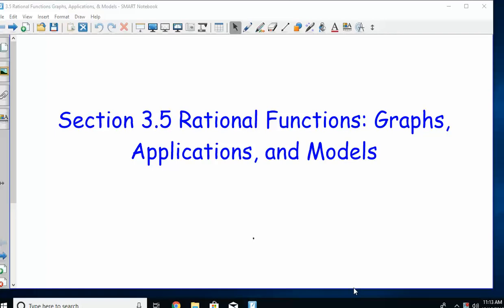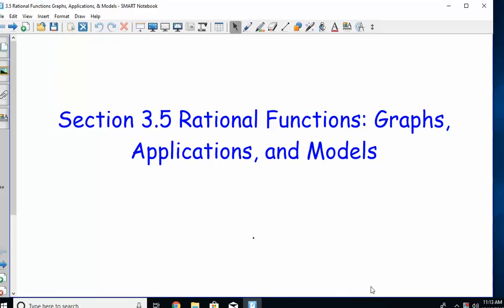Alright, so we are going to spend quite a bit of time on this section. We're starting it today, but we will be continuing with that next week for sure. We're just going to get an intro today. So we have been doing all this work with polynomials. We now know how to factor polynomials and how to graph polynomials. The next step is how to graph rational functions.